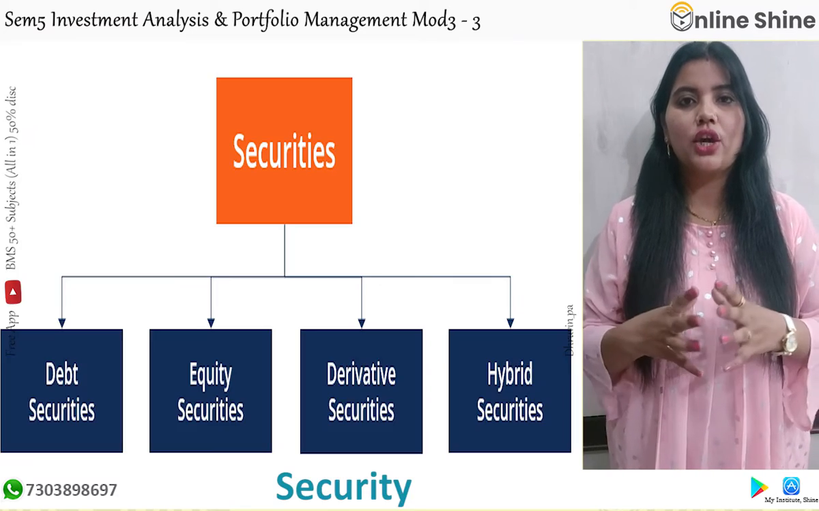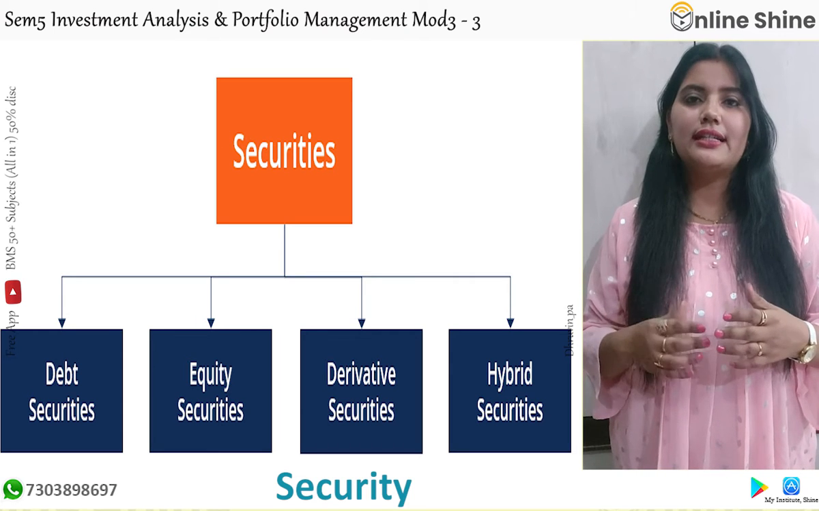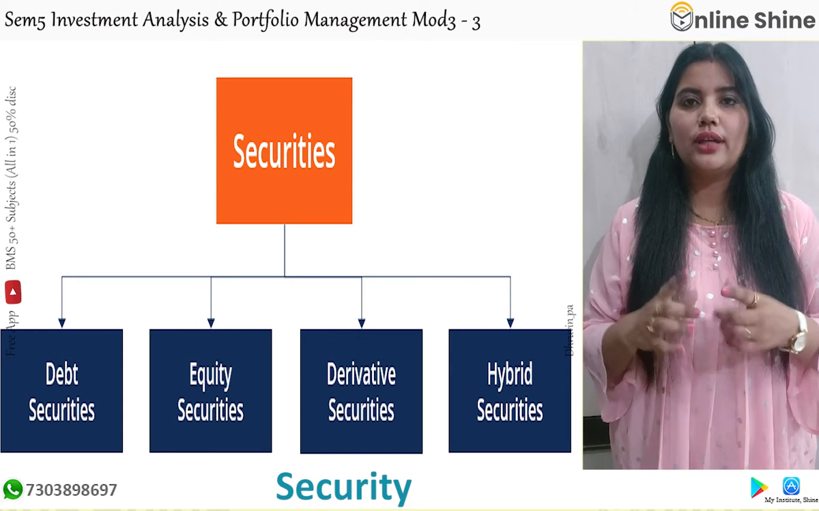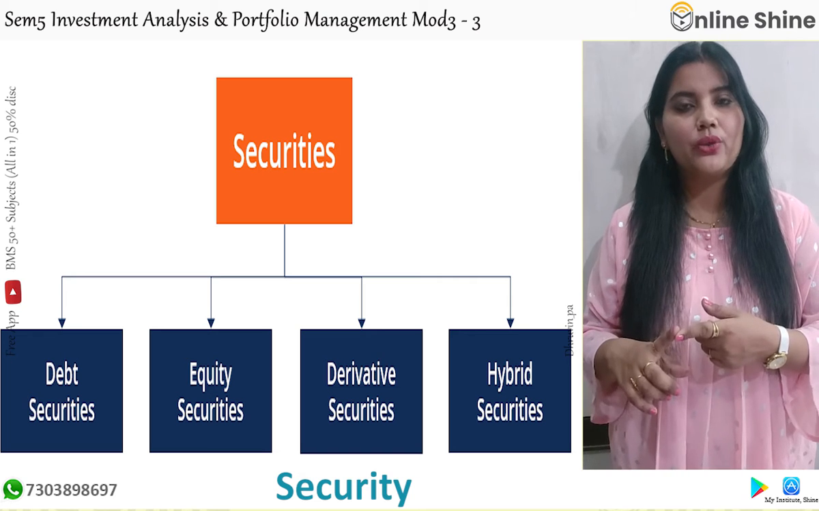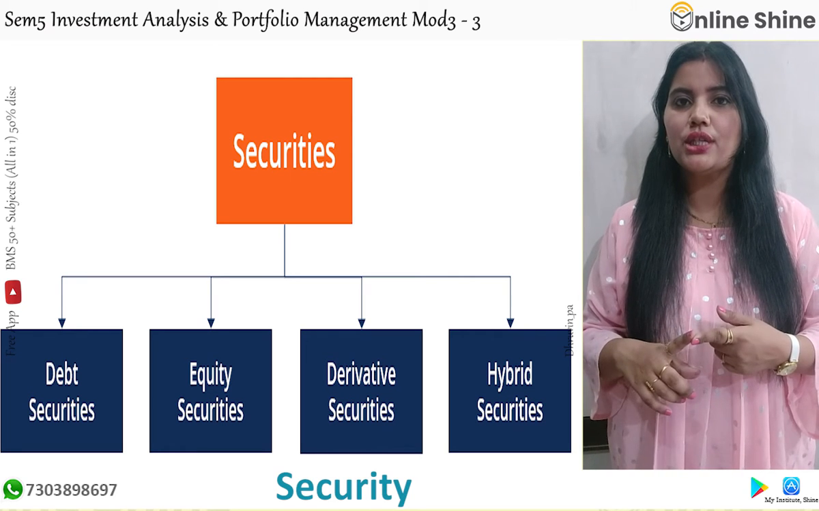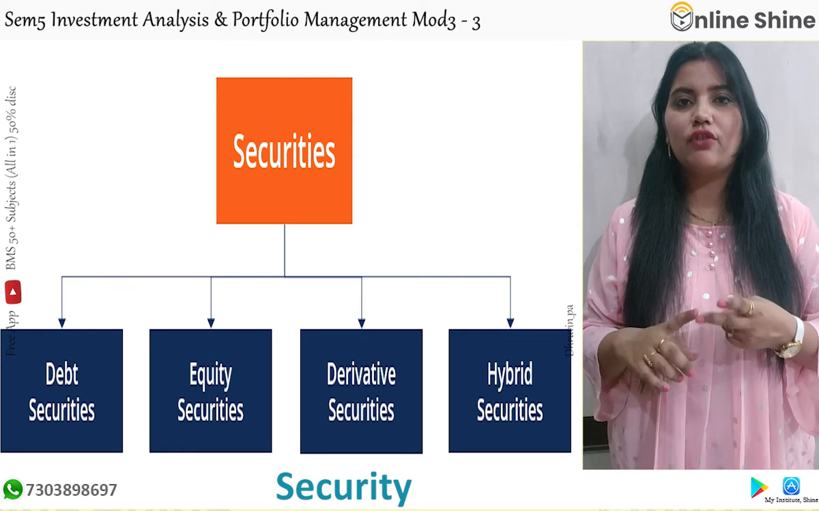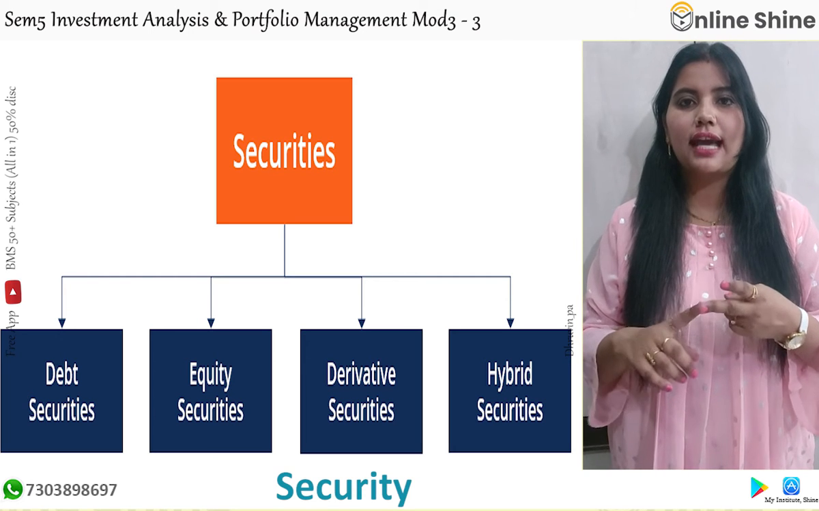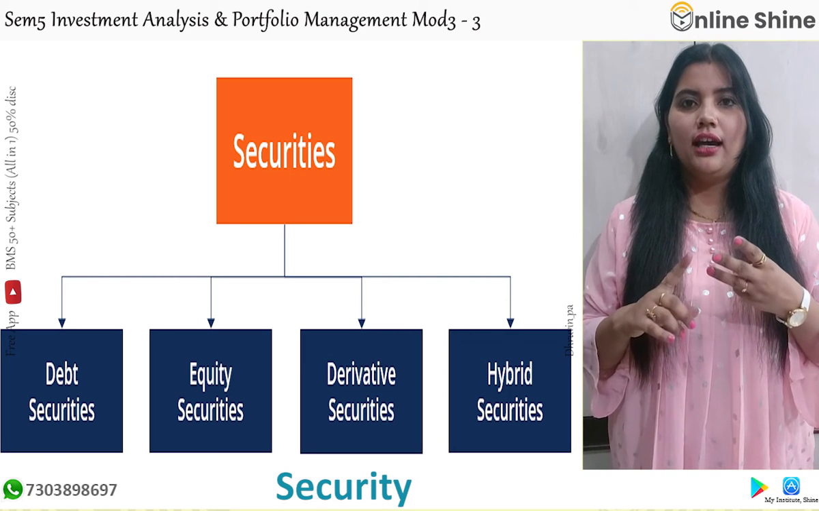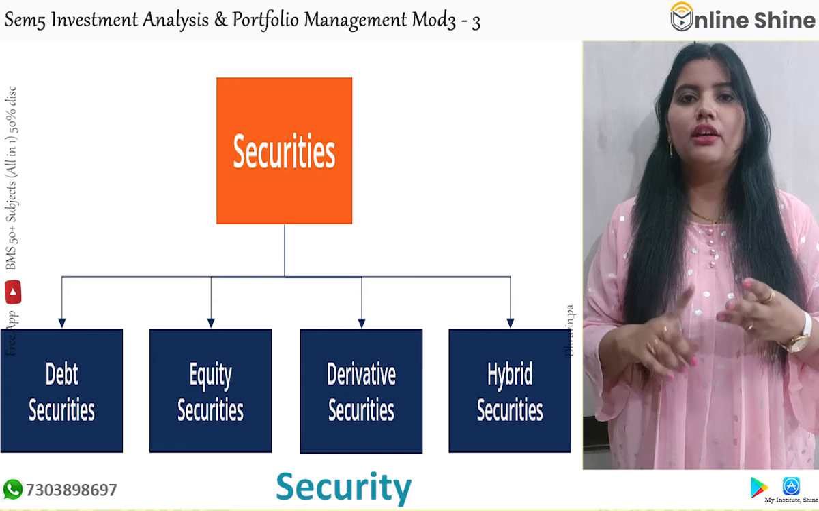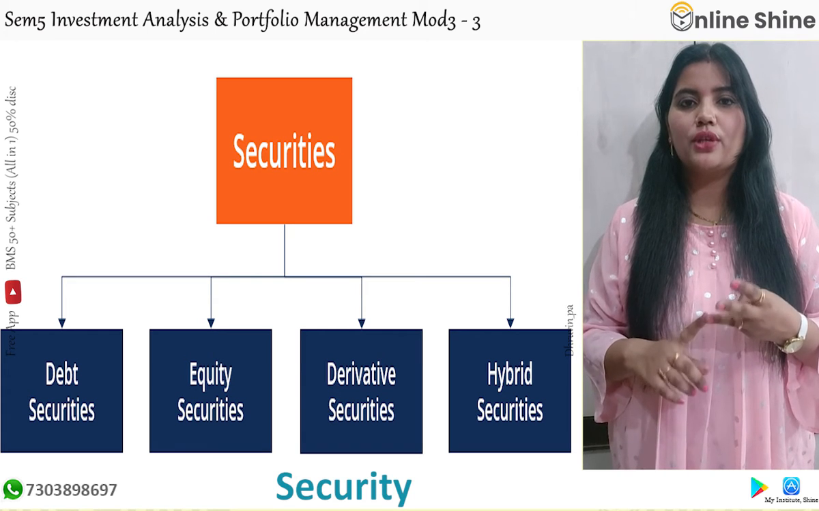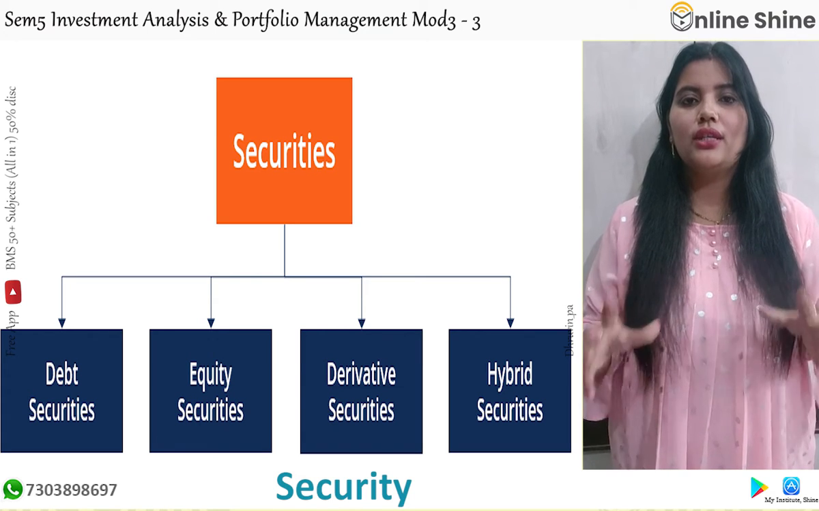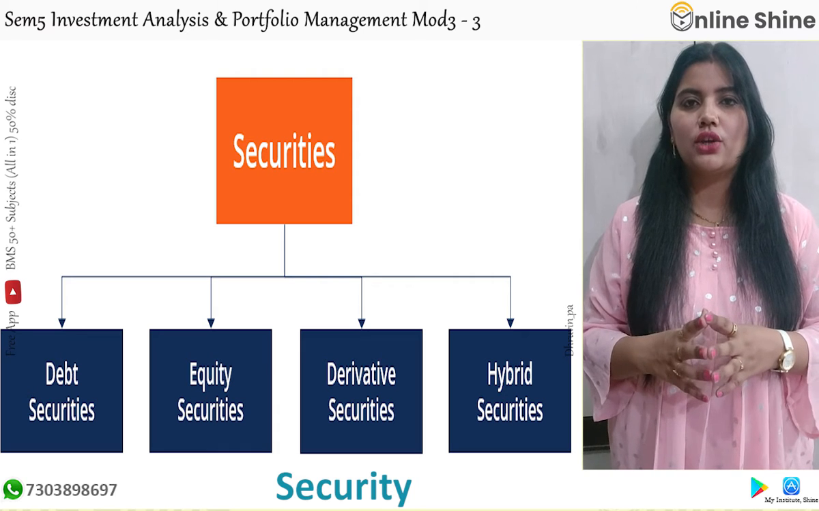So what are securities? Securities are broadly categorized into debt securities, for example banknotes, bonds, and debentures; equity securities, for example common stocks; and derivatives, for example forwards, futures, options, and swaps. So this is all about the securities.